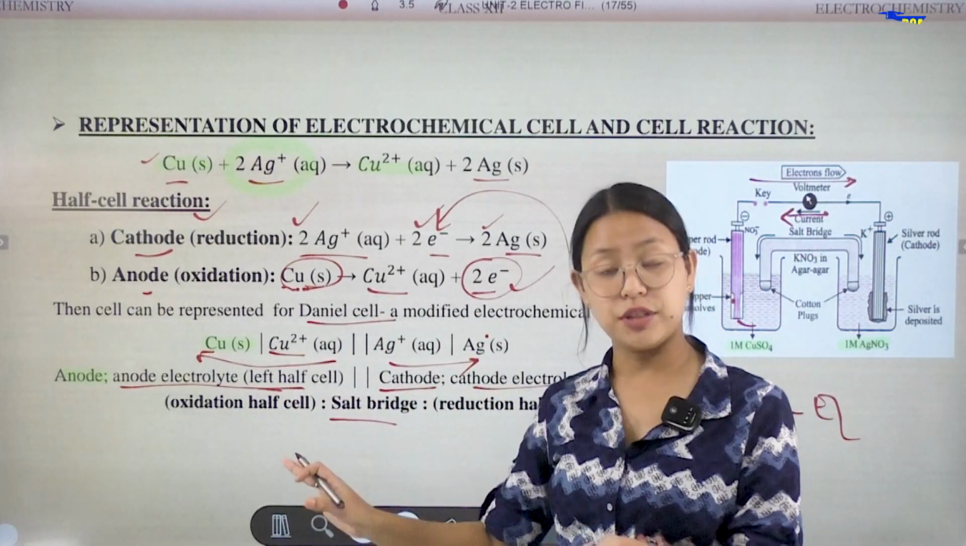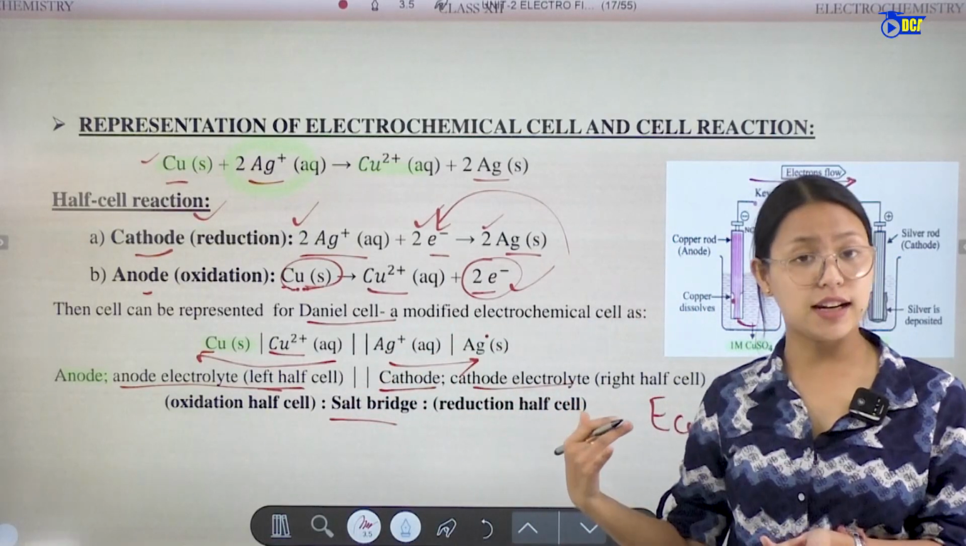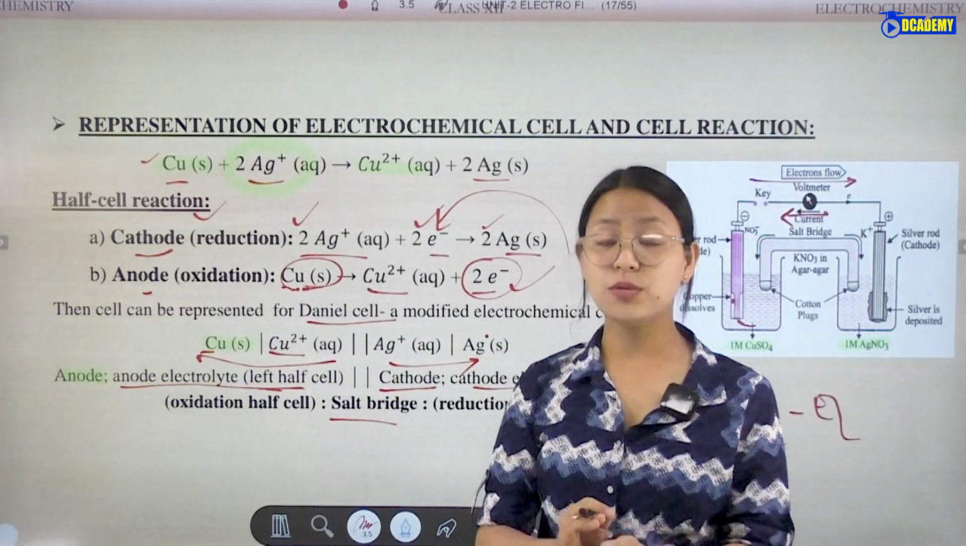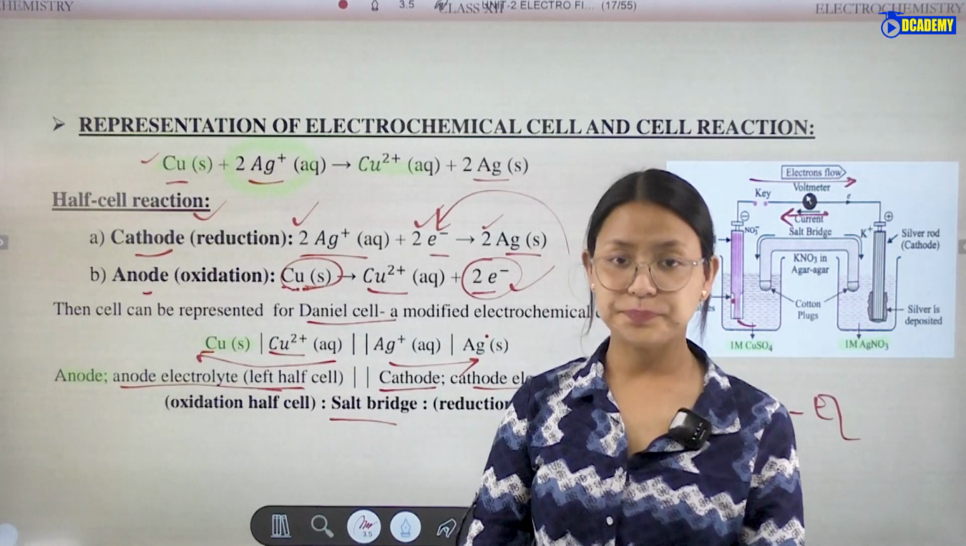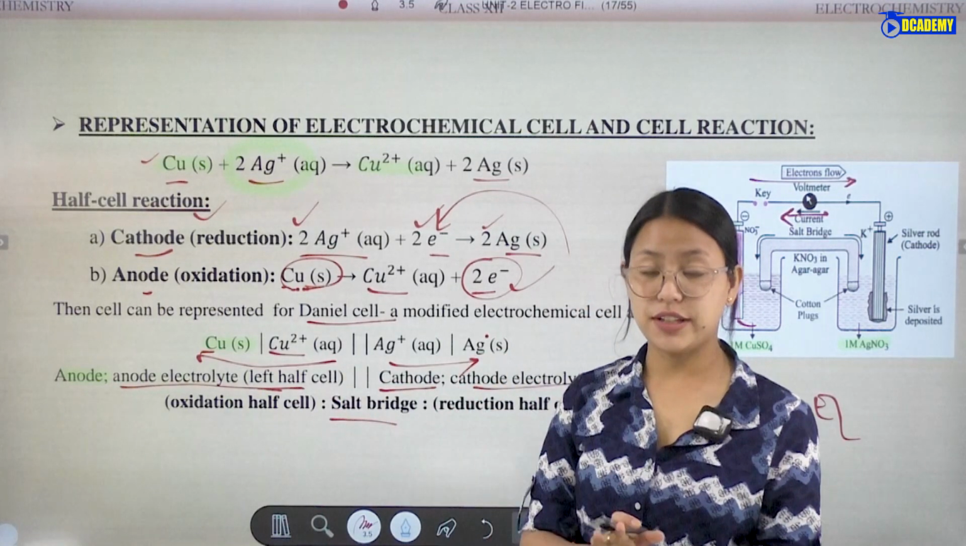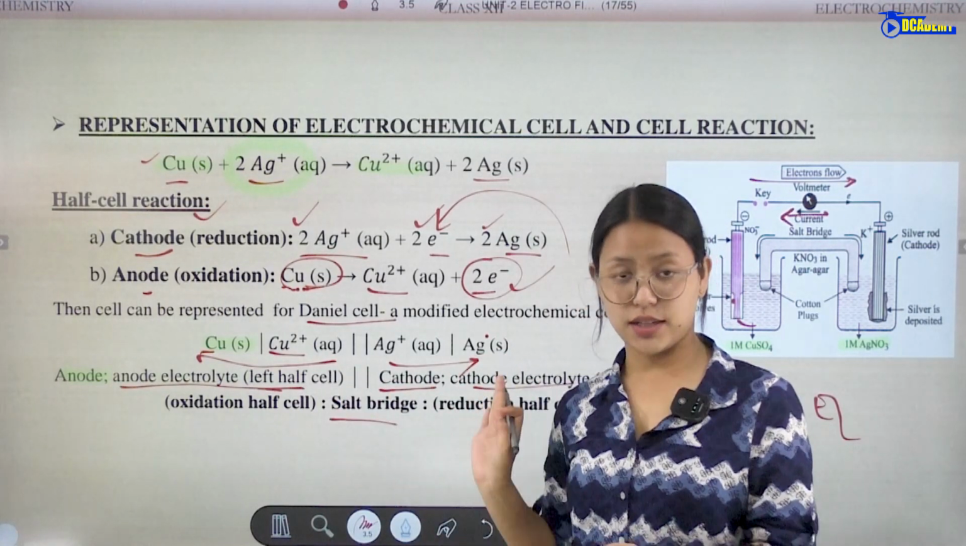Anode side is written on the left, cathode side on the right. Such that when we calculate E cell, we take E right minus E left. That means cathode minus anode.